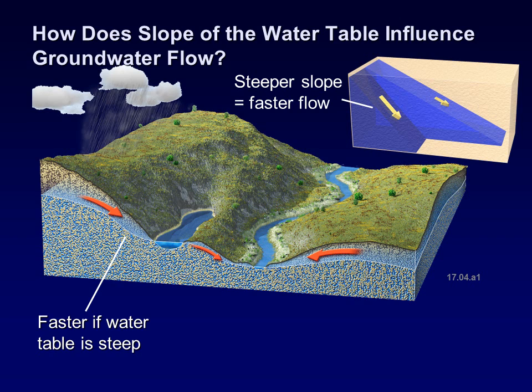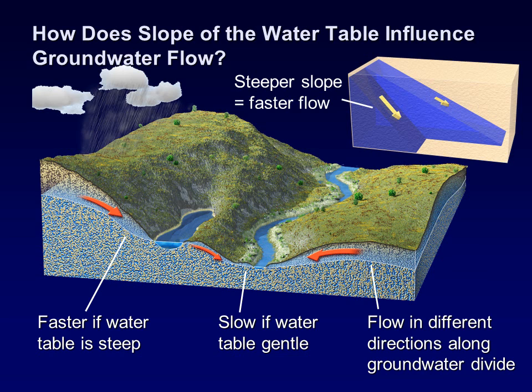Okay, so here we go. We're looking at a steeper slope here on the left. It's faster if the water table is steep, and it's more slow if the water table is gentle. Okay, another thing to point out is the red arrows are showing us the direction of flow, and centering around that stream, we've got water flowing in from the left and water flowing in from the right. So you can have groundwater flow in different directions along a groundwater divide. So this is the same general area, and we've got groundwater flowing in different directions. Okay, it's not always the same.